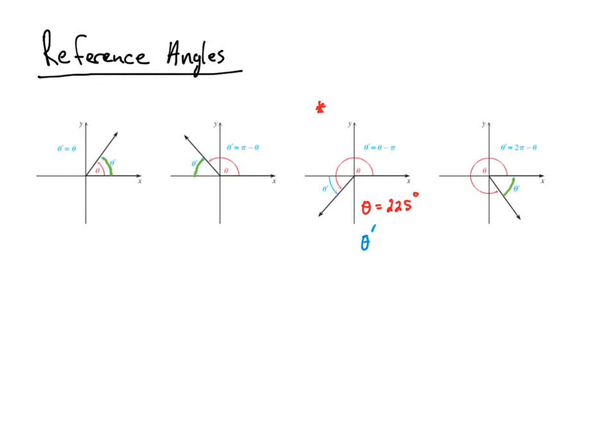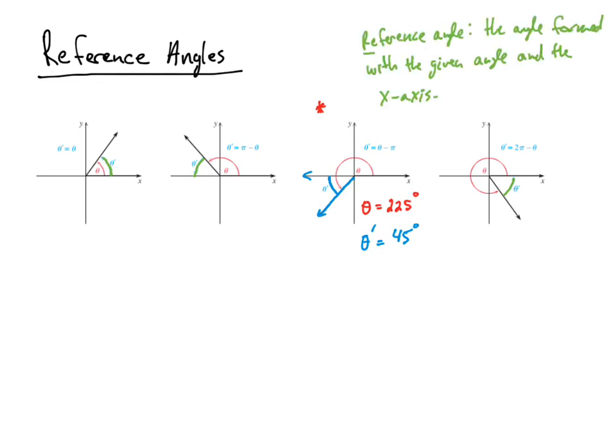this image is calling it theta prime, is the angle between that 225 and the x-axis. So we know the x-axis, that angle is 180 degrees. So 225 minus 180, we're left with 45 degrees. Okay, so the reference angle is always the angle formed with the given angle and the x-axis. Okay, so that's an informal definition.